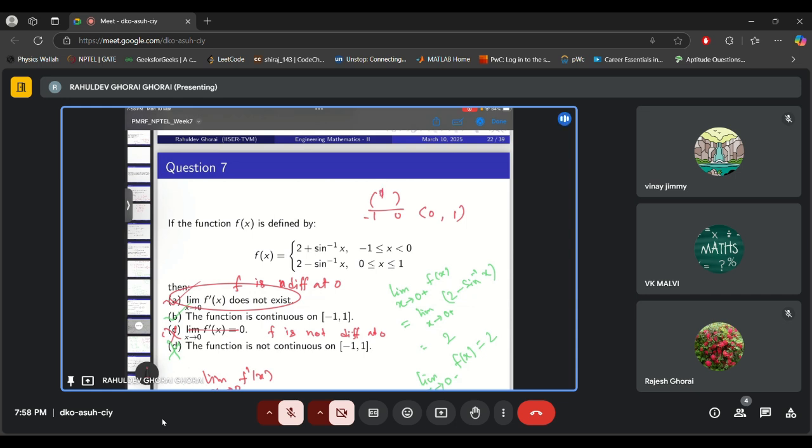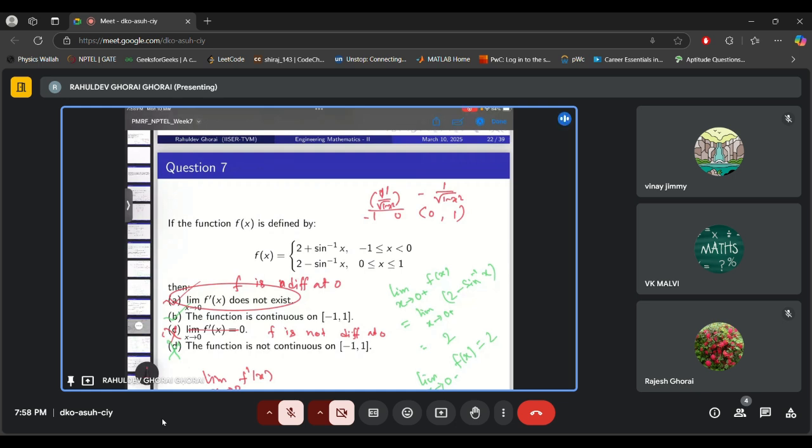So it will be 1 over square root of 1 minus x square and negative 1 over square root of 1 minus x square. Then if you take the limit as x tends to 0, the option I started with will also be correct. So on minus 1 and 1, the limit as x tends to 0 of f prime x, you can do in that way also.